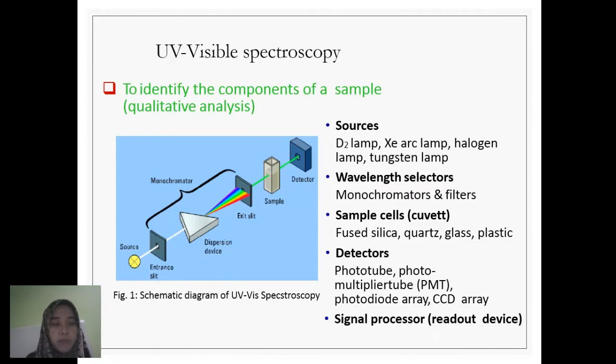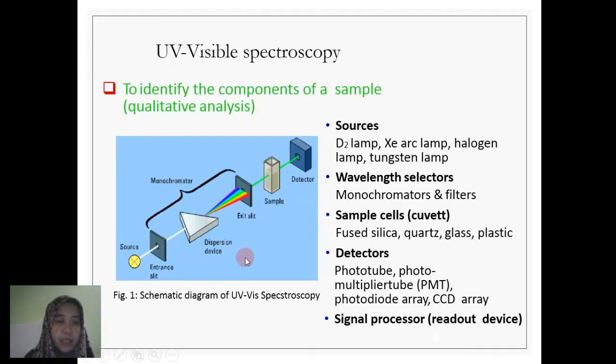Okay, from the previous video, I believe that you got some information on the UV visible spectroscopy. So what is the purpose of using UV visible spectroscopy? By using it, we can identify the components of the sample, but in qualitative analysis. Why qualitative? It is because the sample in UV visible spectroscopy is in a mixture form.